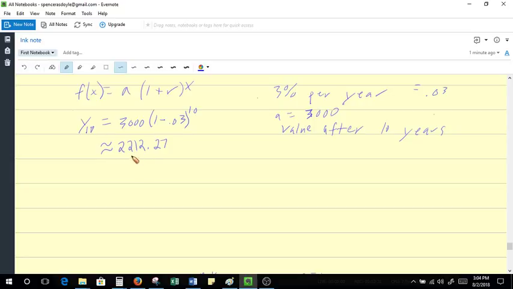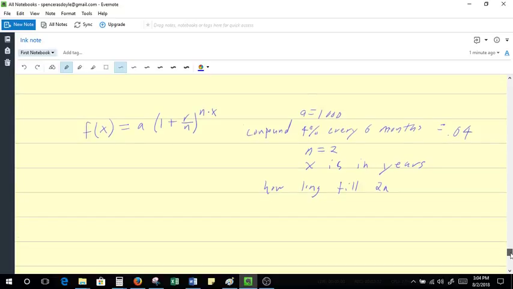One thing you should pay attention to is, do they want the value after 10 years, or do they want the change in value after 10 years? So be careful how the question is phrased. I phrased it, obviously, as what would the value be after 10 years, not what would the change in value be. But be aware that the practice may play around with that wording, and you need to pay attention.